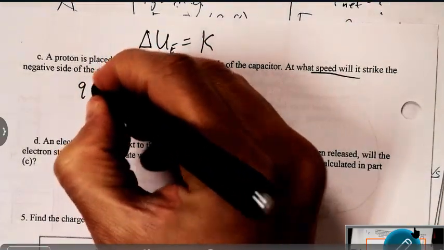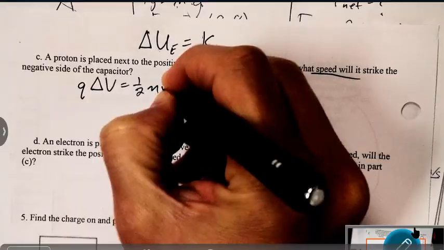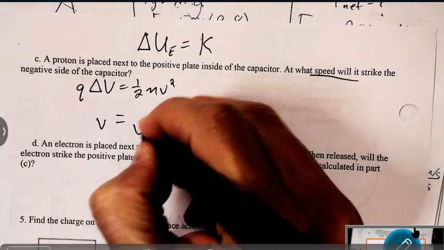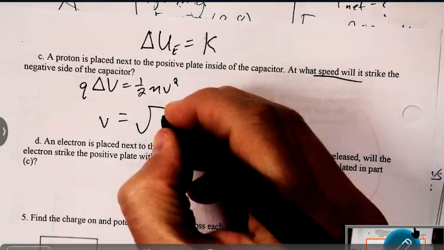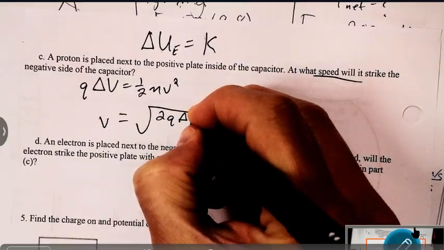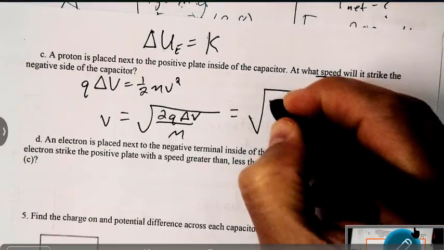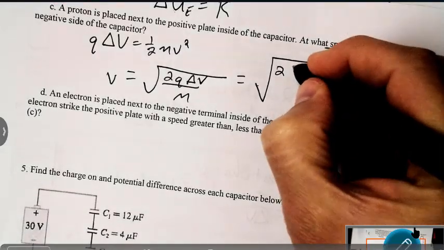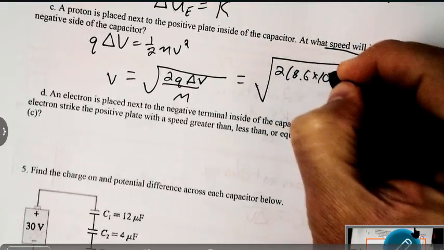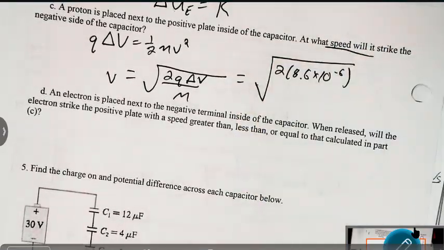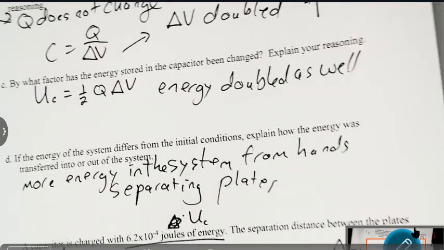So Q delta V is equal to 1/2 mv squared, or if you solve for V, you get V is equal to root 2Q delta V over M. And I'm just going to plug in all the numbers. So 2 is 2, Q is 8.6 times 10 to the minus 6. Delta V is a number, 144.2.